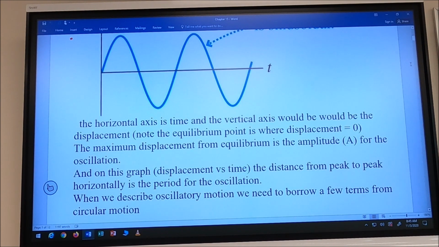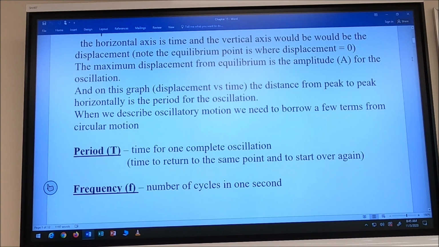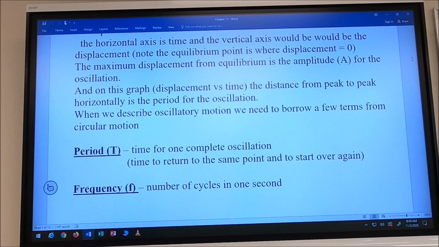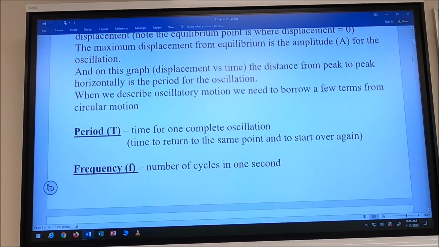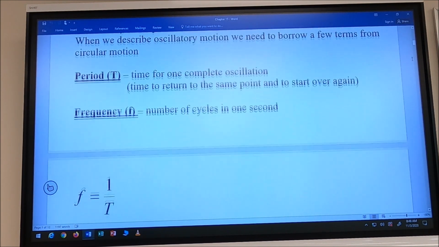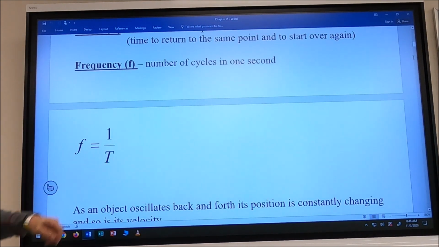Now, when we describe oscillatory motion, we're going to borrow some of the language and terms that we used when we talked about circular motion. Hint, they're related. Period, the time to complete one oscillation. You know, when we start over the pattern, when we were talking circular motion, it was the time to get back to the place where we began, one complete trip around the circle. Frequency is the number of cycles per second. So it turns out that frequency equals 1 over period, okay? Frequency equals 1 over period.